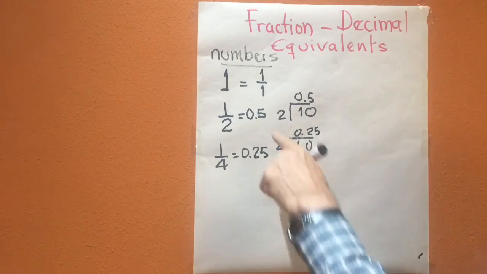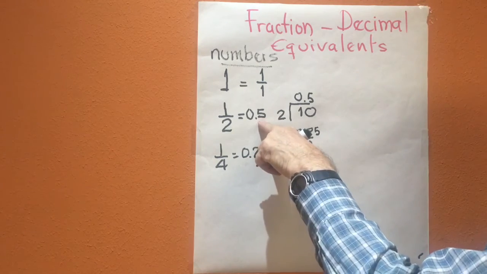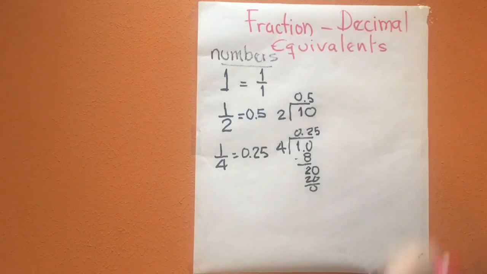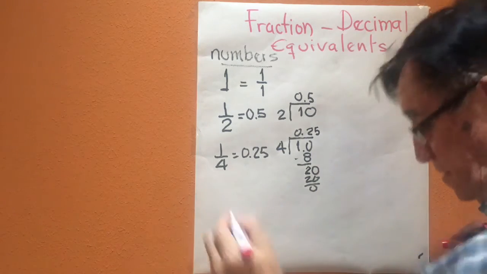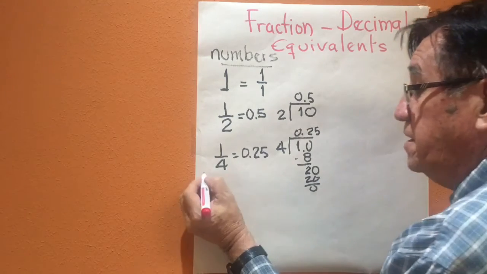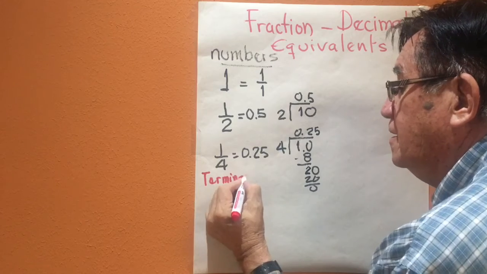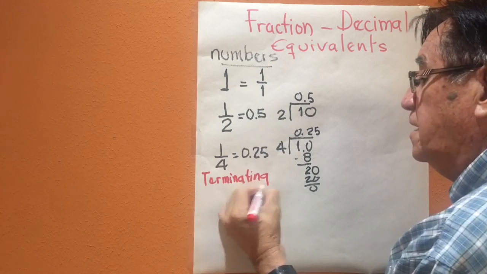Here I have 25 hundredths, and here I have 5 tenths. This is the equivalence of a fraction to a decimal. And these have been completed. They don't continue. So these are terminating decimals.